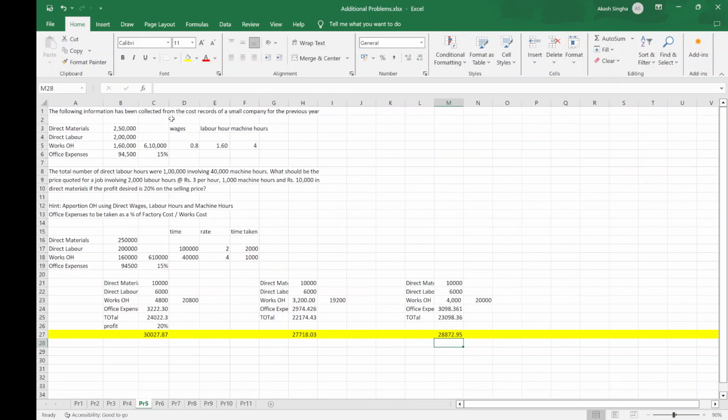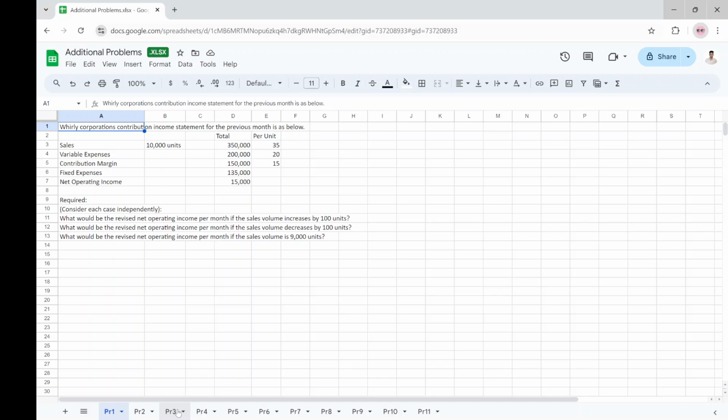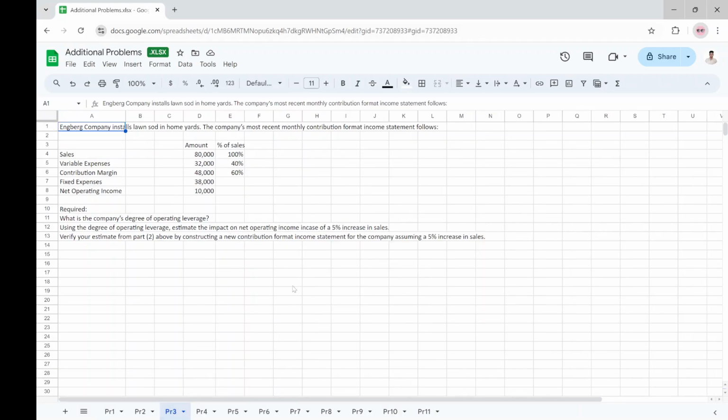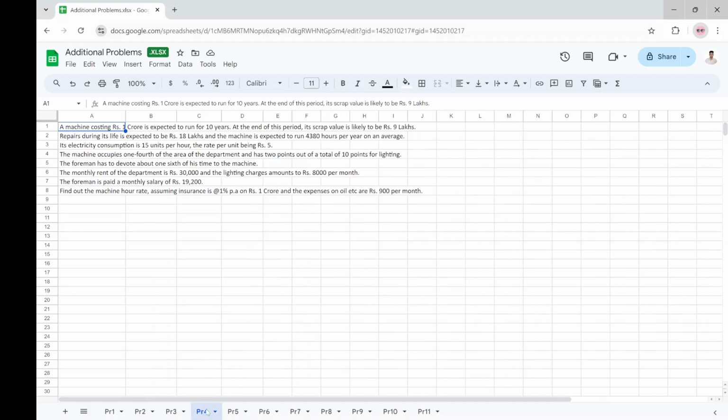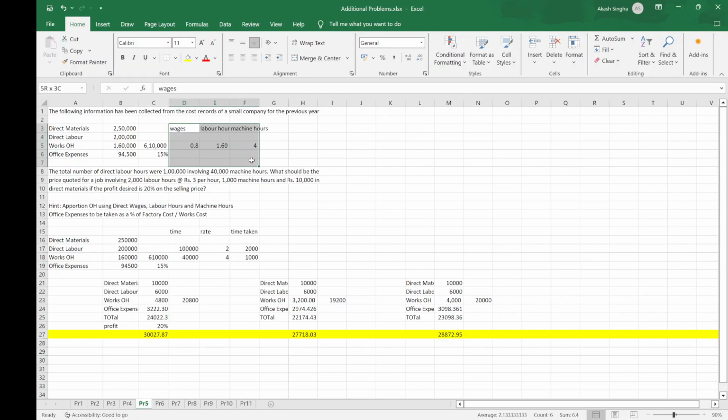The following information has been collected from cost records of all small companies for the previous years. These are given. You can check the problem once. Okay, this much, no question. Fine, this much is given. So these were not given. From this, nothing was given.